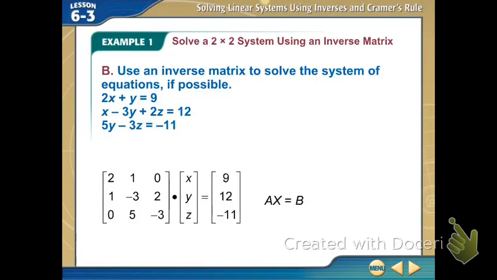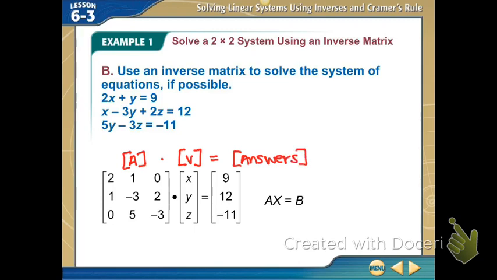All right, so let's look at example 1b. Use an inverse matrix to solve the system of equations if possible. So what did I do first? The first thing I did was put it into a matrix system. Right, coefficient matrix times the variable matrix. Those are my variables, right? And those are my answers.